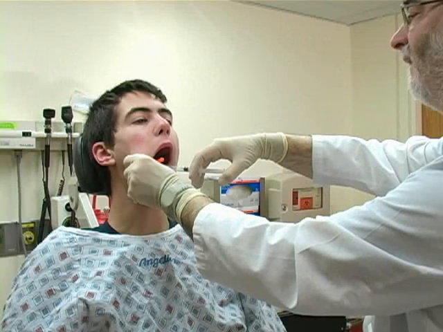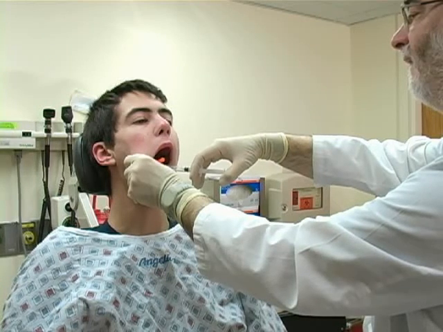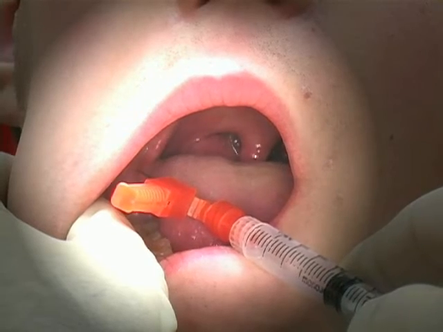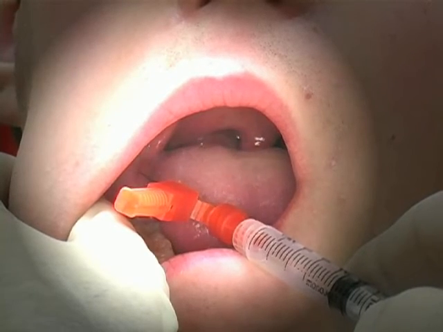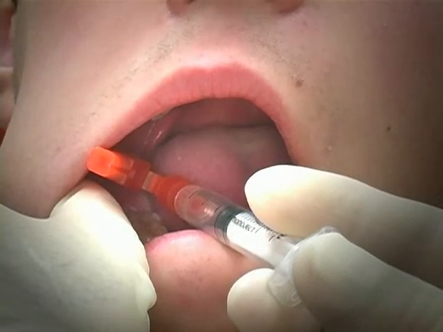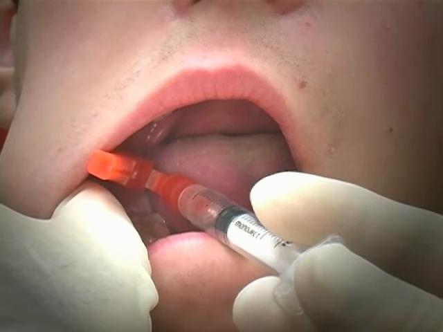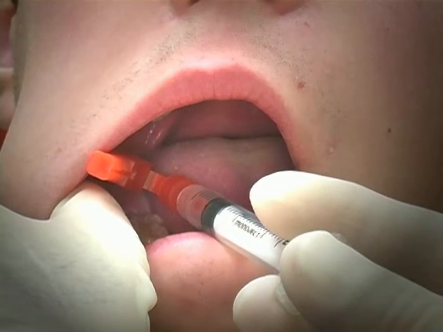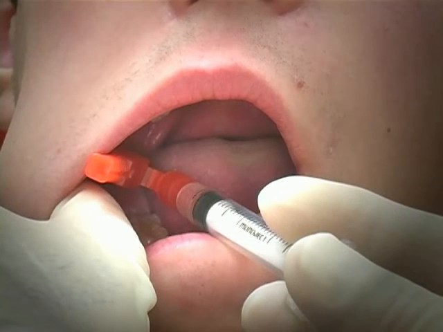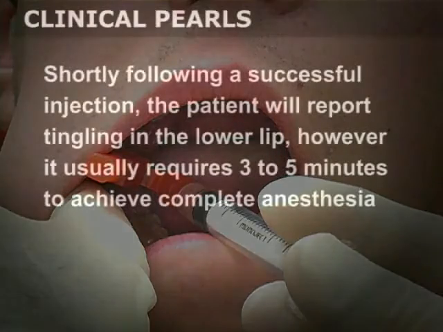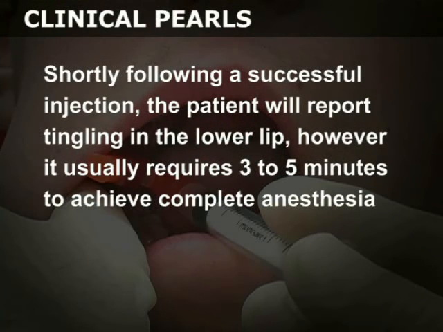After reaching the bone, withdraw the needle slightly and aspirate to exclude intravascular placement. Then, slowly inject approximately 1 to 2 milliliters of anesthetic solution. 3 to 4 milliliters of anesthetic may be required if needle positioning is suboptimal. Shortly following a successful injection, the patient will report tingling in the lower lip. However, it usually requires 3 to 5 minutes to achieve complete anesthesia.